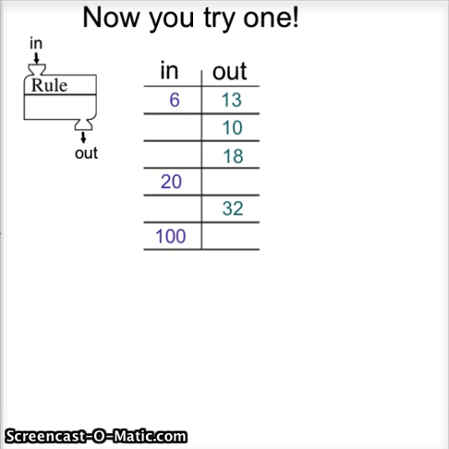Now you try one. Do this one on your WSQ paper. You need to find the rule by looking at the in and out numbers. So figure out what the rule is and then find out the missing numbers for in and out. Bring it back to class tomorrow.